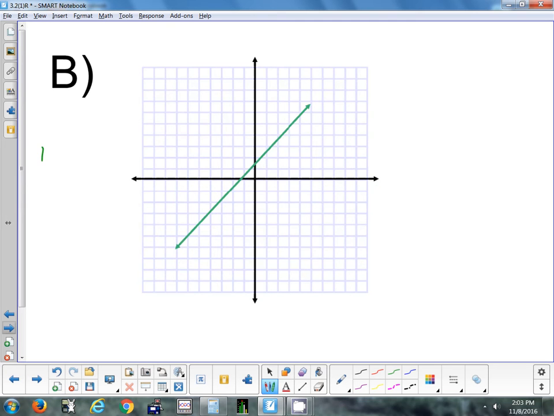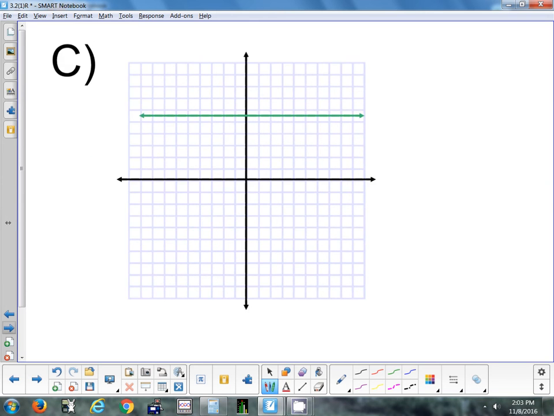This is linear because, again, it's a straight line, and it's got that constant rate of change. So that would be linear because it's a straight line. Got it? So example B would be linear. Let's look at C.